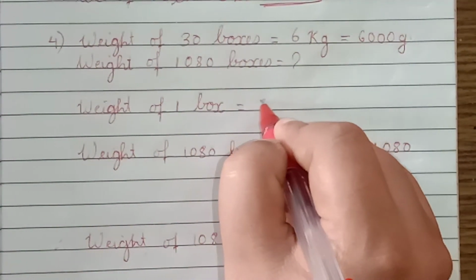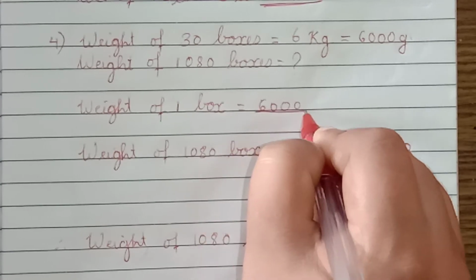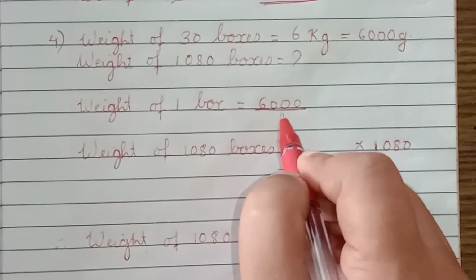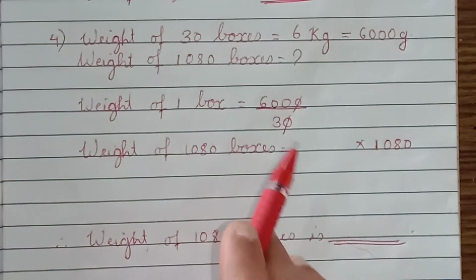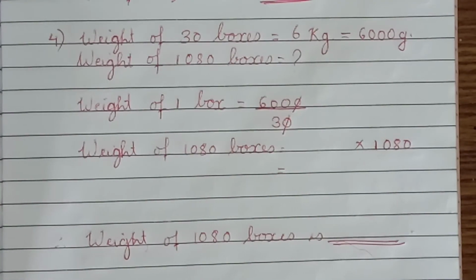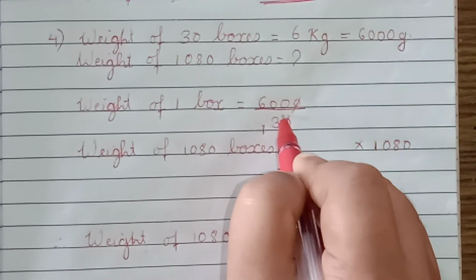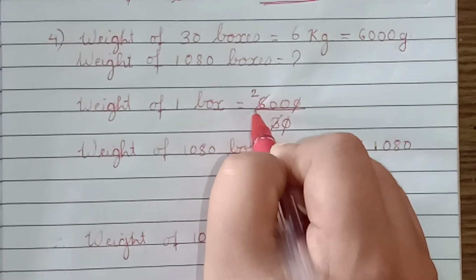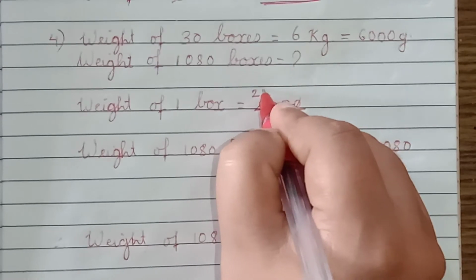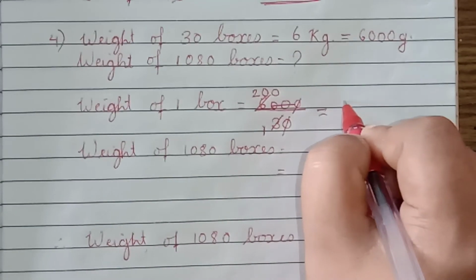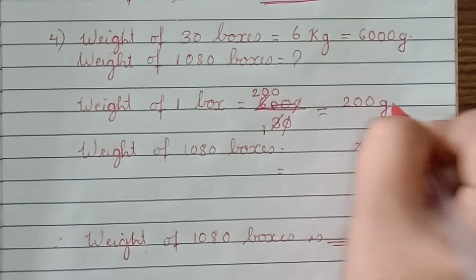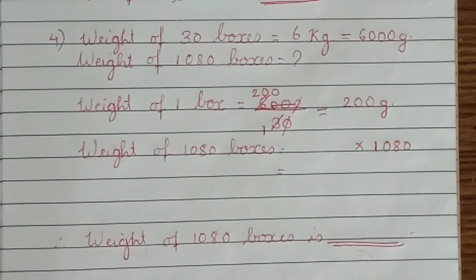How? We will take 6000 upon 30. Yes, so here I'll take 30. Now this 0 will go with this one. Now 3's table, are we getting 6? Yes, so 3 1s are 3, 3 2s are 6. And these 2 zeros will add to 2. So it will become 200 upon 1, that is 200 grams. Okay, so weight of one box is how much? 200 grams.